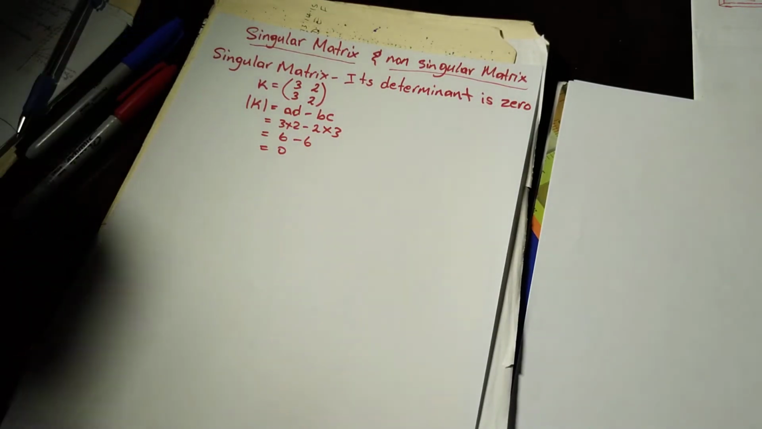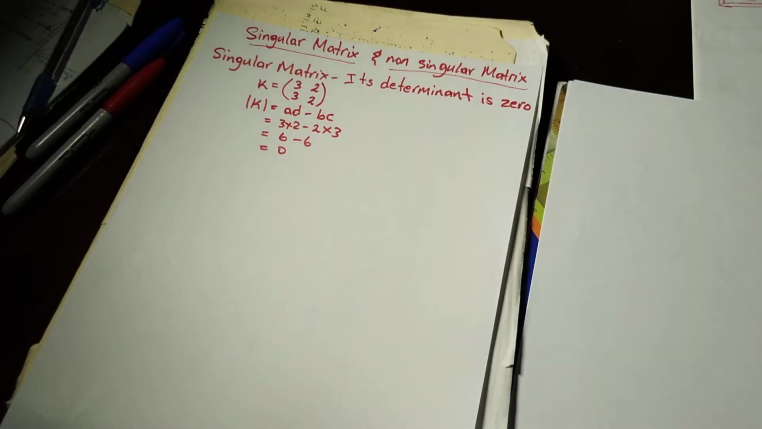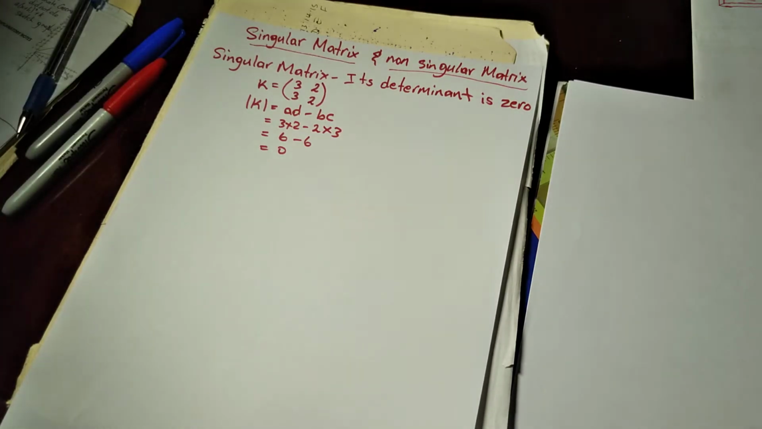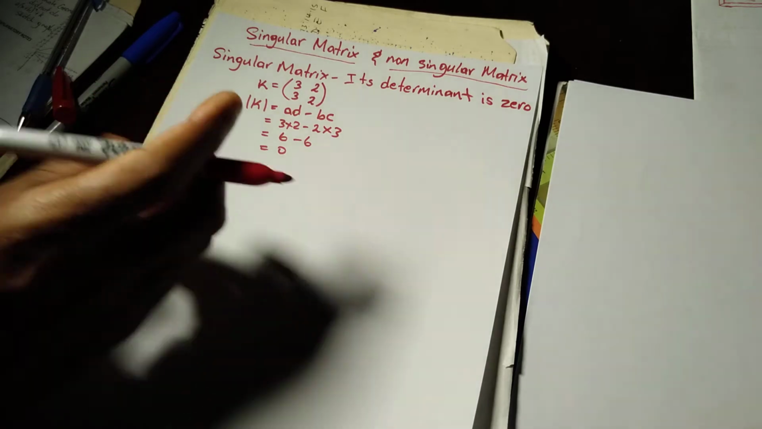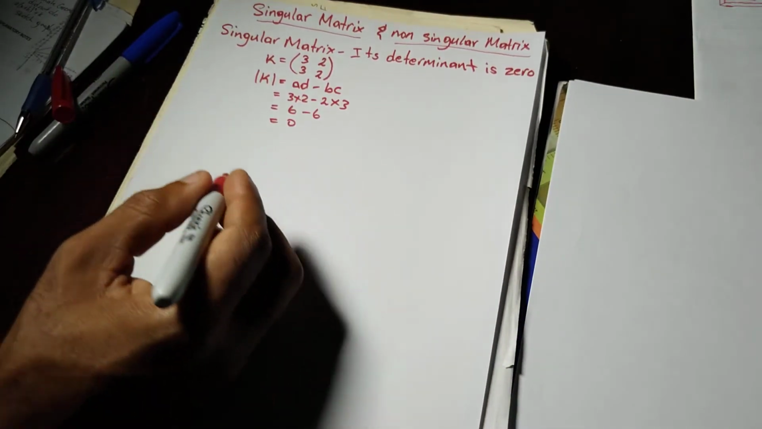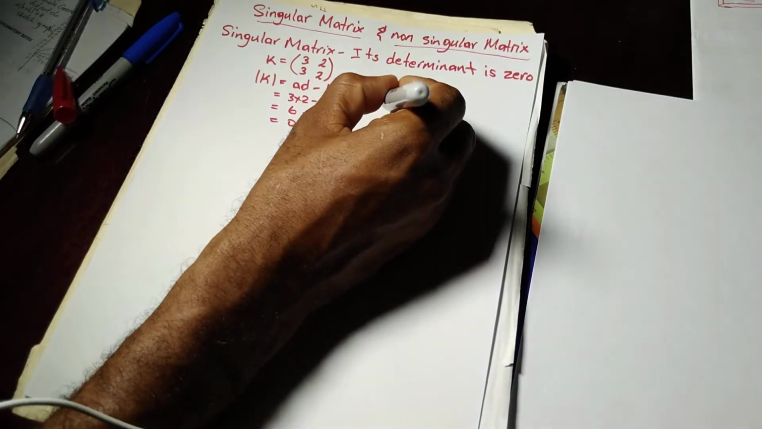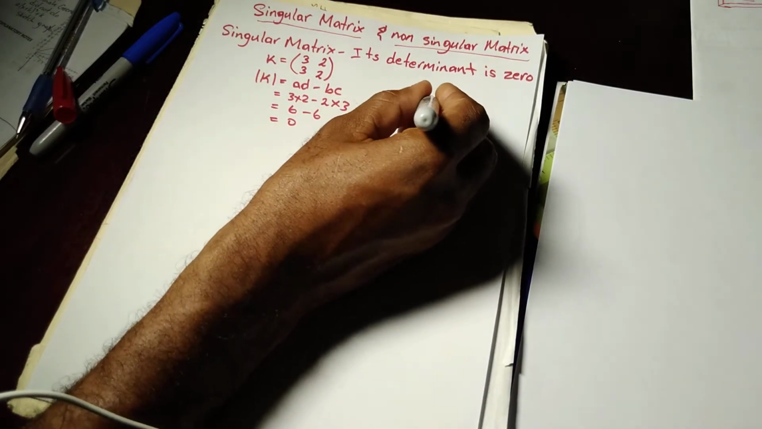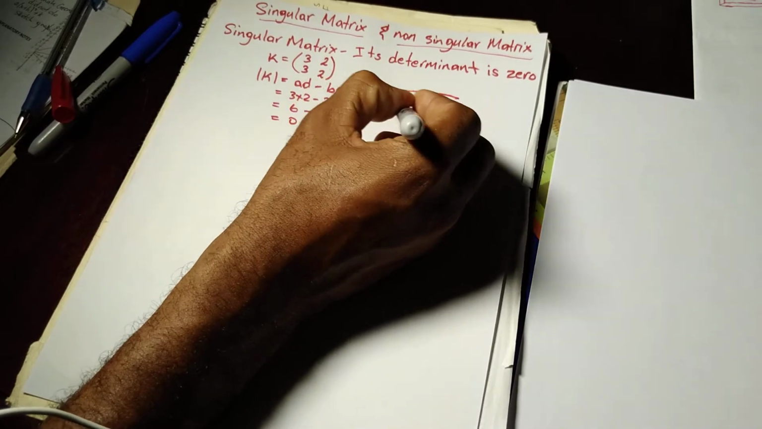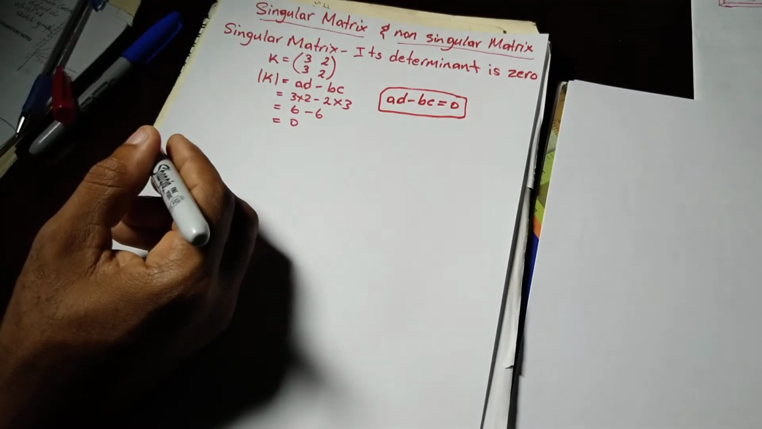Because the determinant is 0, the matrix is considered to be singular. So I'm going to repeat that. Because the determinant for K is 0, that indicates that the matrix is singular. All right, so you need to remember that. For a singular matrix, the determinant is equal to 0. So AD minus BC is equal to 0. That's for a singular matrix. You need to remember that.